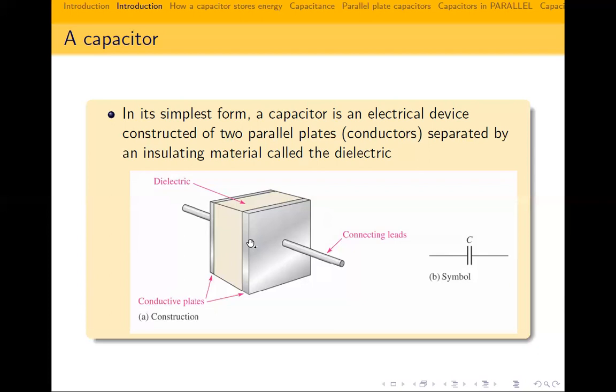The metal plates are connected by some connecting wires, which, if you want to connect it to the circuit, those two terminals will help you do that. So the symbol of a capacitor is what you can see on diagram B here. You have two parallel lines, with horizontal lines to show the terminals, and then C to show that it is a capacitor. So please take note of that symbol of a capacitor as we continue.